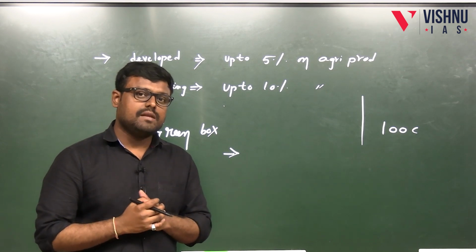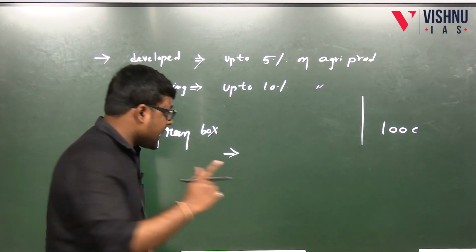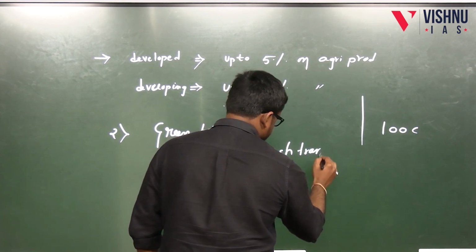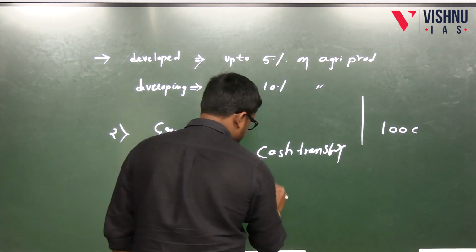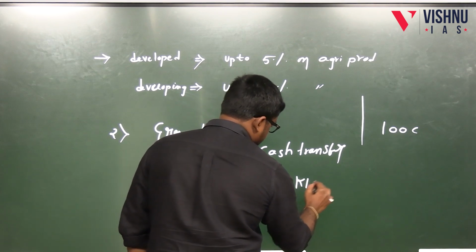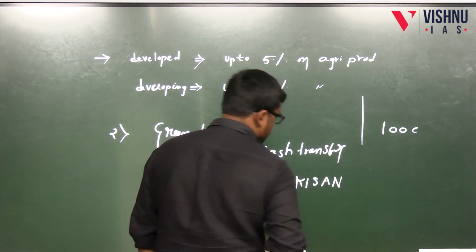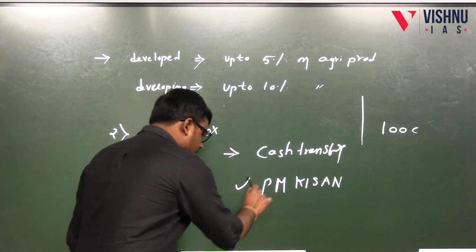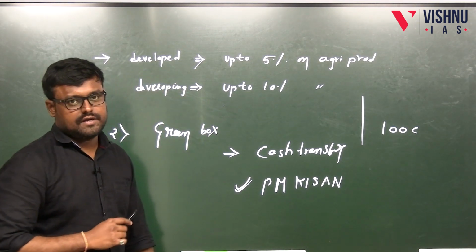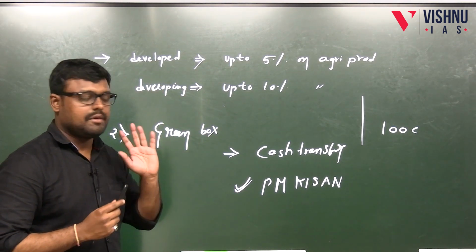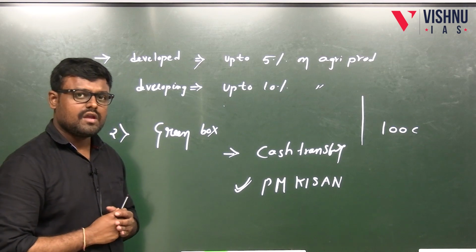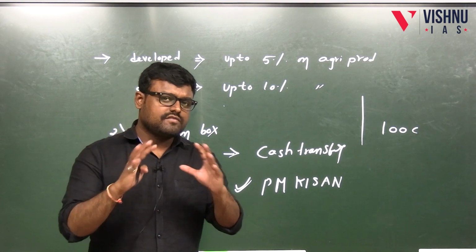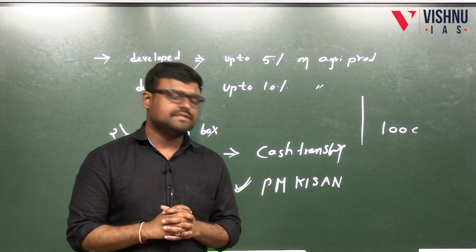So what is the example of Green box subsidies, students? Cash transfer in India, what is the example? PM Kisan. Under PM Kisan, the central government is going to give 6,000 rupees to each farmer, yes or no? Yes. So PM Kisan comes under the Green box subsidy and it is allowed under WTO, right? So this is about the Green box subsidy. So next is Blue box subsidies. So what are Blue box subsidies basically?